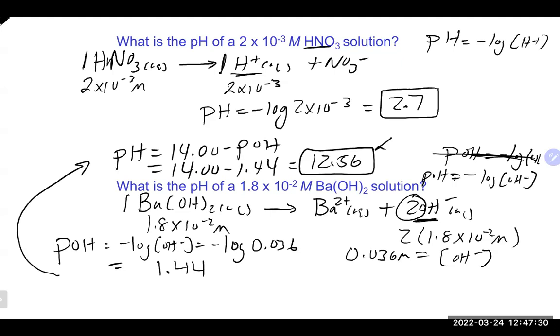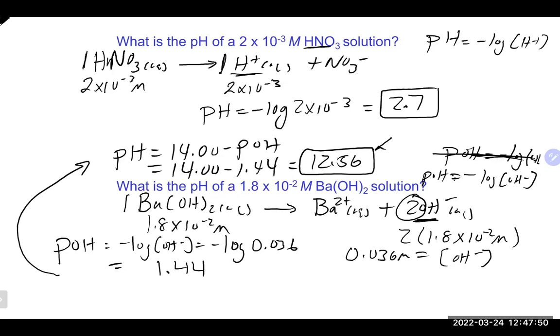Any questions on any of those steps there? So again, not always will you be given just a generic H plus or OH minus. If you're given something that you could recognize as a strong acid or strong base, you need to make sure you get the correct H plus or OH minus concentration, and then you can go into the pH or POH.